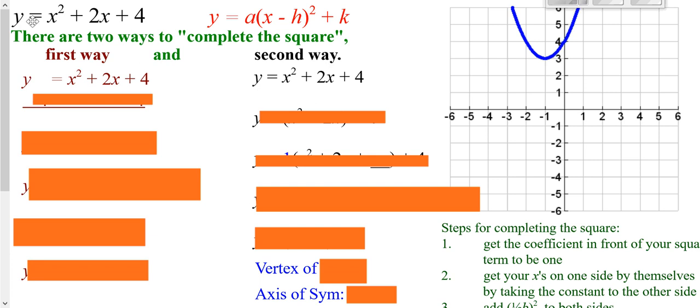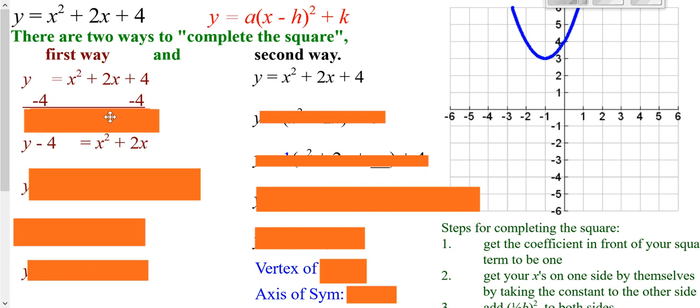So to go from standard form to the vertex form, we have to complete the square. There's a couple ways you could do that. One of the ways is similar to what we've done in the past in completing the square. You're trying to complete the square with the x's, so you got to get your variables on one side by themselves. So you got to get the x's by themselves, so subtract 4. So in other words, you get y minus 4 is equal to x squared plus 2x.